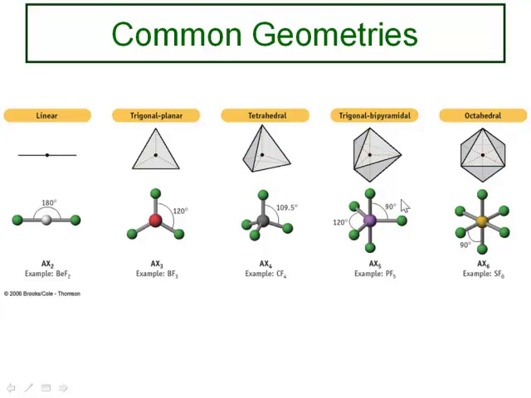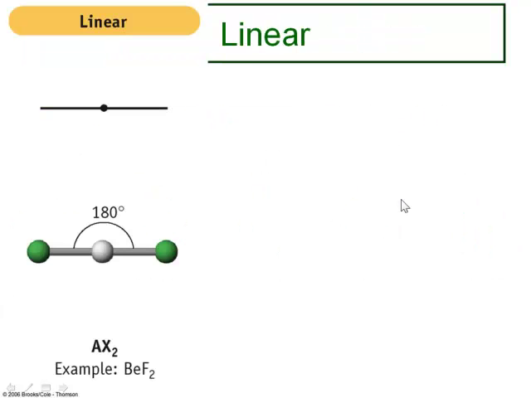Here are the common geometries. Let's just get right into them. The first and most basic is a linear molecule. You're going to get a linear arrangement of electrons if you have 2 effective pairs of electrons. The example on this slide, which I stole out of the next edition of your textbook, is beryllium fluoride.